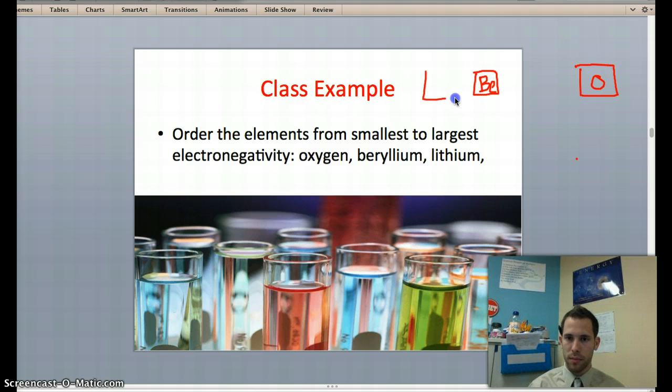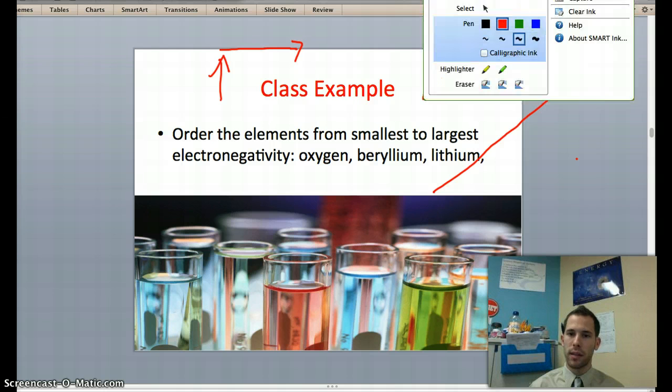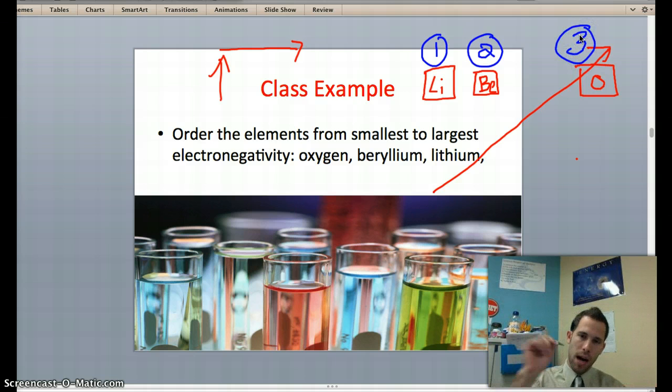And next to beryllium, I have lithium. Now, we know that electronegativity increases as we go up and to the right. Therefore, as we move up this way, they're going to get stronger. So the smallest electronegativity is going to be the one furthest to the left, in this case, lithium, followed by beryllium. And finally, the strongest element, the one with the highest electronegativity, the one with the highest ability to attract electrons, oxygen. My main man, oxygen.